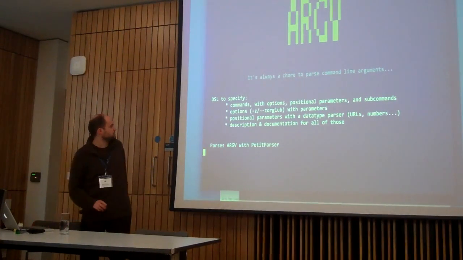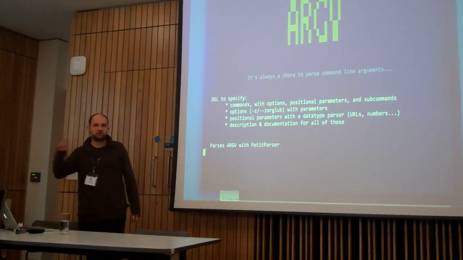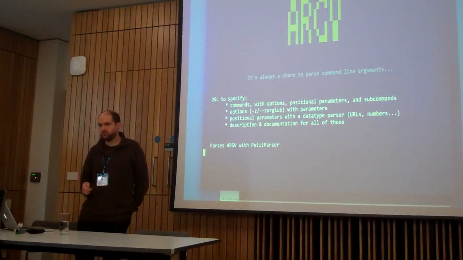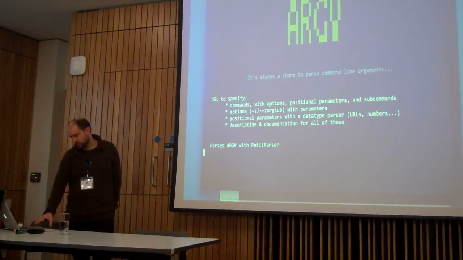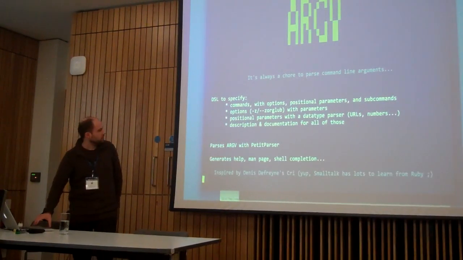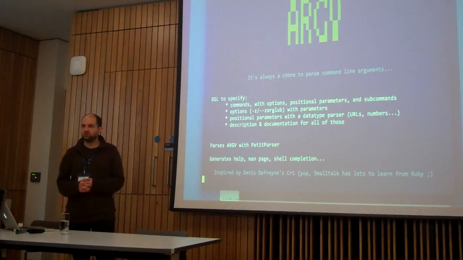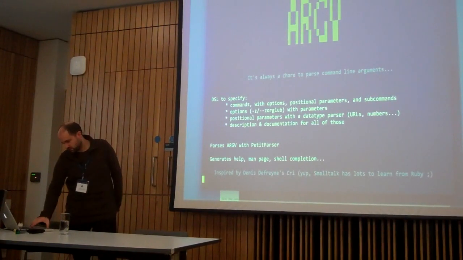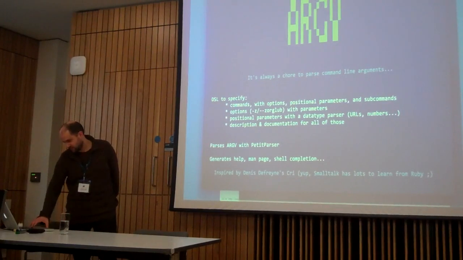So given this information, the system uses Petit Parser to analyze all the arguments, so the sequence of arguments and also the syntax of individual arguments themselves. And in turn, it will also be able to generate all the help, the man page, possibly the shell completion functions and whatever you need. This is a little bit of code that was inspired by a library in the Ruby world. So, thanks.